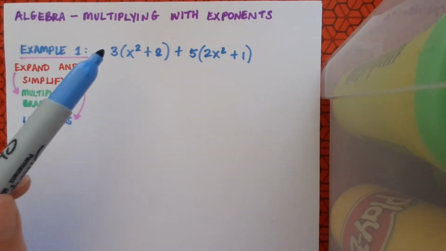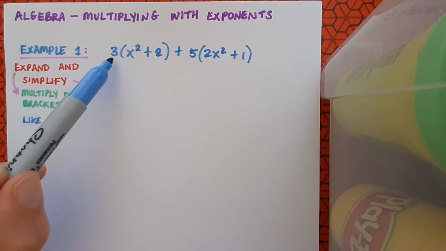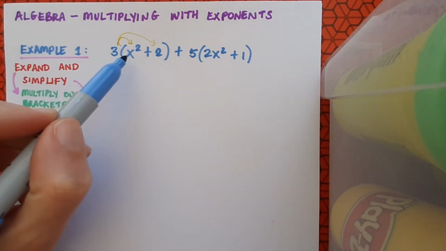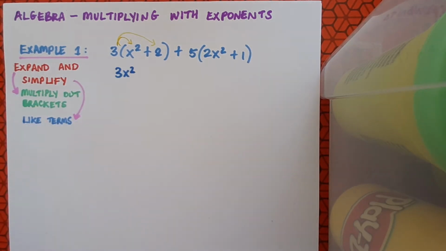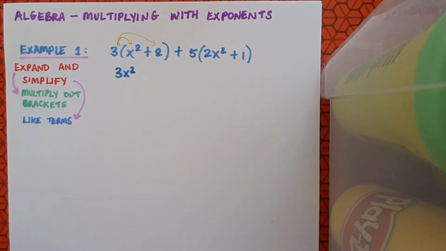You can see for my first bracket, it's being multiplied by 3. That means that 3 must multiply by each term inside in the bracket. 3 will multiply by x squared to give me 3x squared. And 3 will multiply by plus 2 to give plus 6. Try and multiply out the second bracket yourself. Pause the video here and then play and see how you got on.